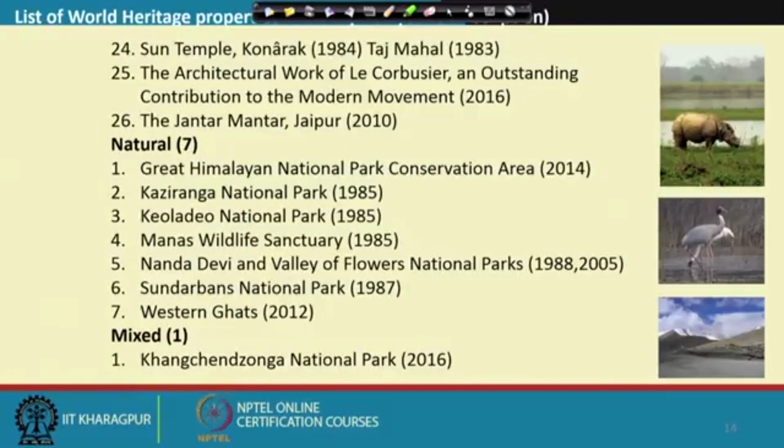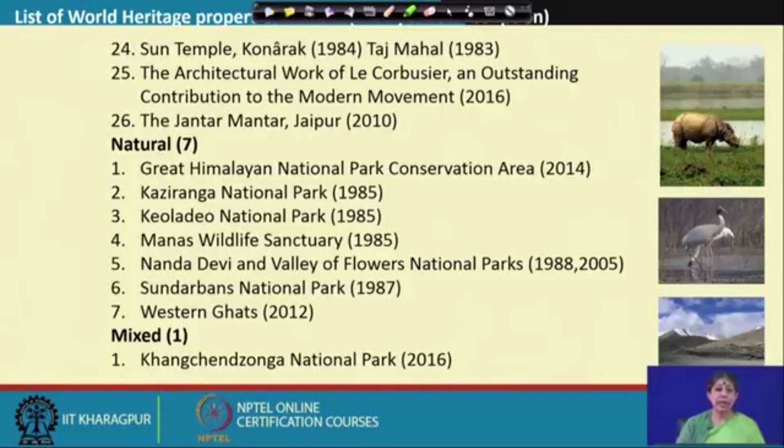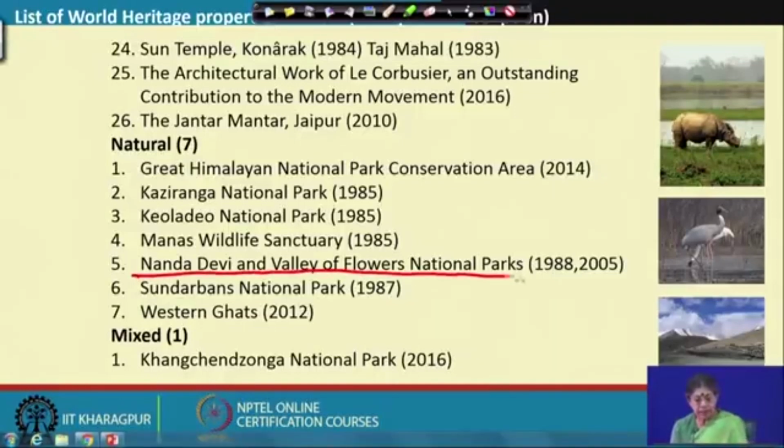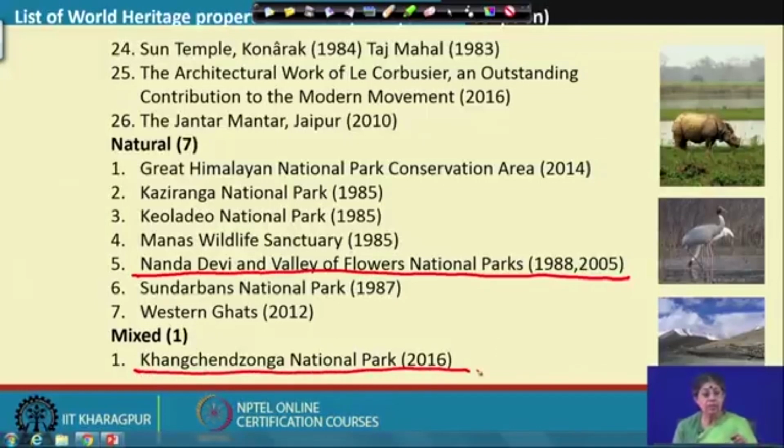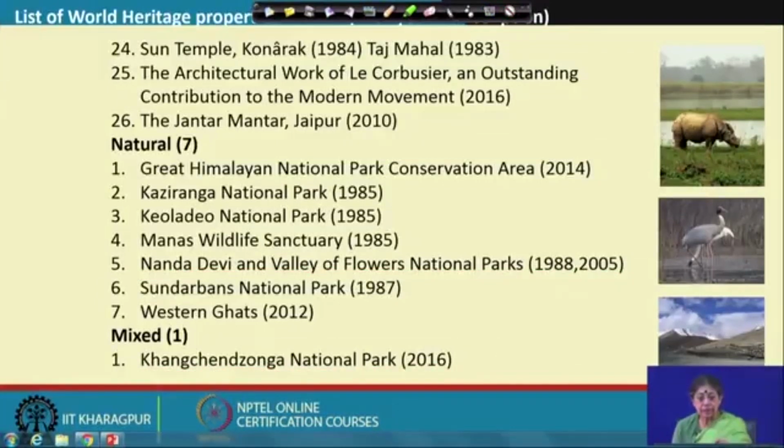The natural heritage sites are 7, like Great Himalayan National Park, which was done quite recently, 2014, and Kaziranga 1985, Keoladeo National Park 1985, and Nanda Devi and Valley of Flowers. Sometimes one can add on to an existing site. You can see the Nanda Devi and Valley of Flowers, which is number 5, was done twice because a certain area was added. Sundarbans is there, Western Ghats. And there is also the Khangchendzonga National Park, which comes under the mixed site. So, these are coming under the broad category of natural sites.